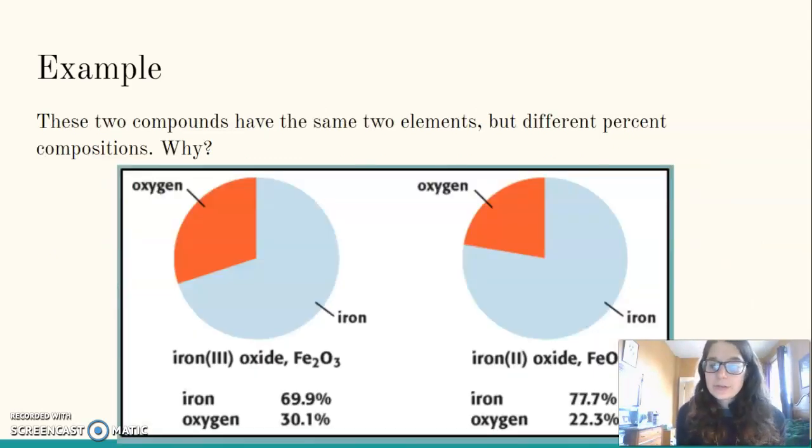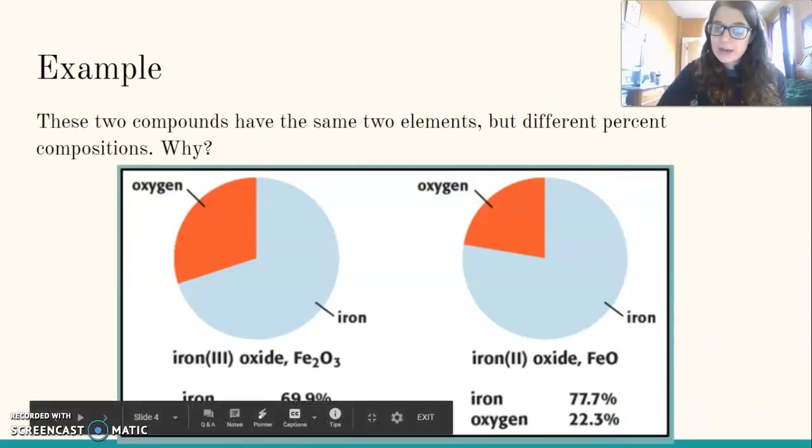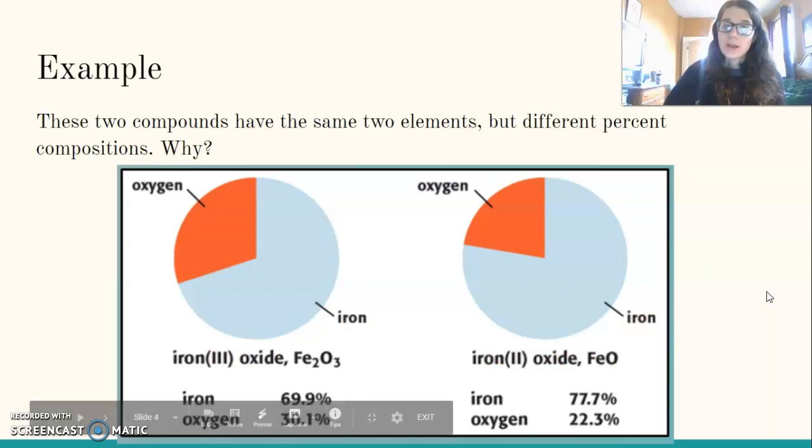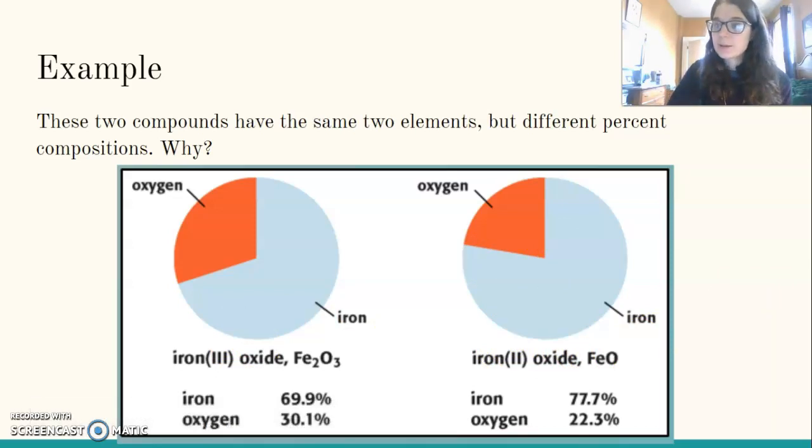So here we have two different compounds that are both made of oxygen and iron. We have iron 3 oxide and iron 2 oxide. Both are made of just iron and just oxygen, but they have different percent compositions. If you look at these, they have different chemical formulas. Since the chemical formula is different, we do expect the percent composition to be different.